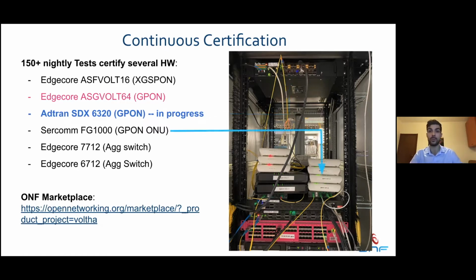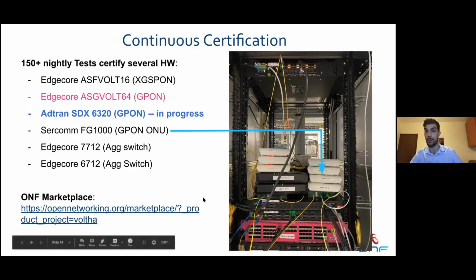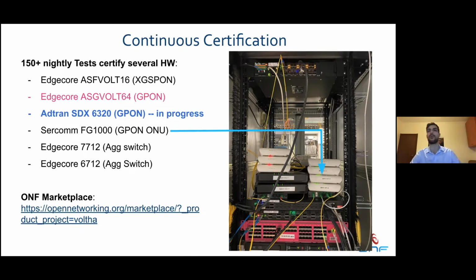Also, very important, we don't just certify OLTs, we also certify ONUs. Here you can see the Sercomm FG1000 ONU. That's a GPON ONU, and we use it both for the Adtran OLT, which is a GPON OLT, and the Edgecore GPON OLT, which again uses these ONUs. If you want more detail about the certified products, you can go into the Open Networking Marketplace and look at the different products that we have there. For example, we also have the aggregation switches that we use to be controlled with Trellis that are not OLTs, but we know work with Volta.